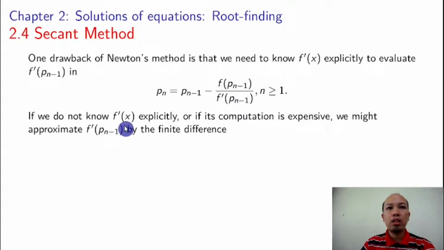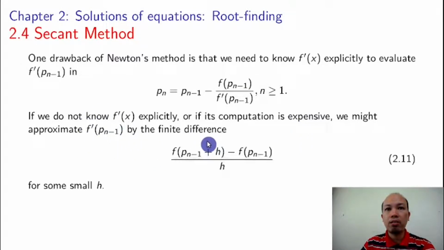If we don't know the first derivative explicitly, or if its computation is expensive, just like I've said before, we might approximate the first derivative by the finite difference. This is formula 2.11, this finite difference. It's easy to get. Just use, if you remember, your Calculus 1.